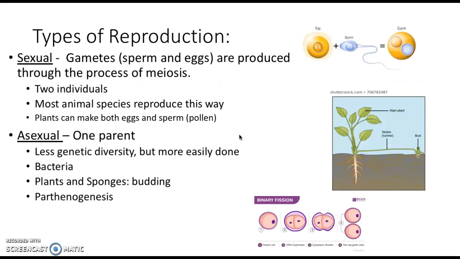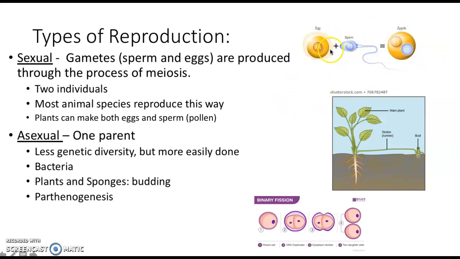Okay? There are two types of reproduction. There is sexual reproduction and asexual reproduction. Sexual reproduction is when sperm and eggs, we call those gametes, remember, are made by the process of meiosis, and then a sperm and an egg are united to create a zygote. And the zygote is the very first stage in a new organism. Okay? A zygote goes on to become an embryo, becomes a fetus, and then when a fetus is born, it's considered to be a baby, I guess.